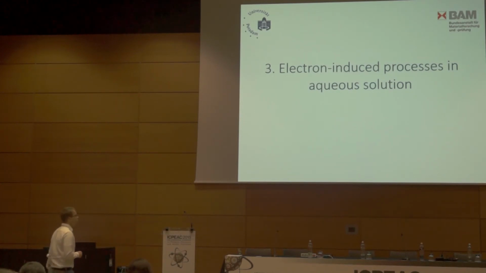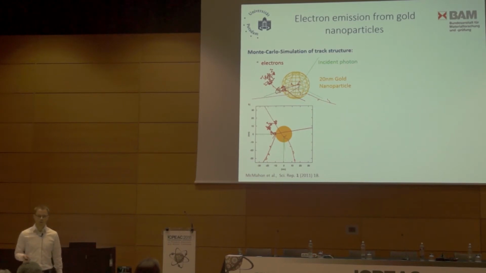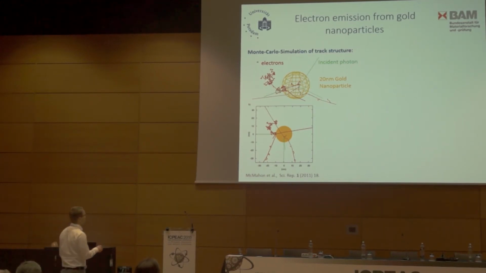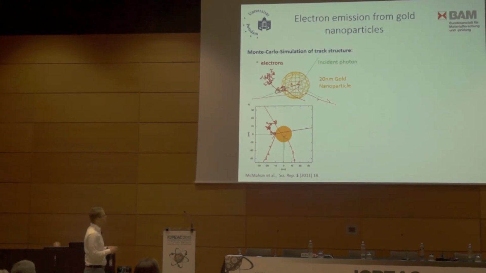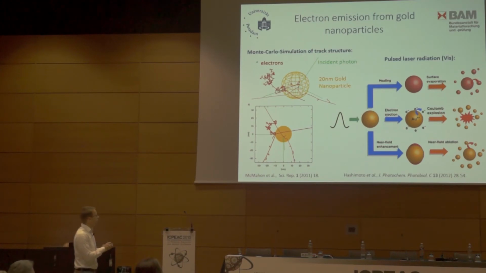And for this we use gold nanoparticles. Gold nanoparticles are already discussed as potential radiosensitizers in cancer therapy, because when irradiated with higher energy radiation, they release secondary electrons. This also happens when the surface plasmon resonance of these gold nanoparticles is directly excited by pulsed lasers, and electrons are also released from these gold nanoparticles. And this process also takes place in solution.